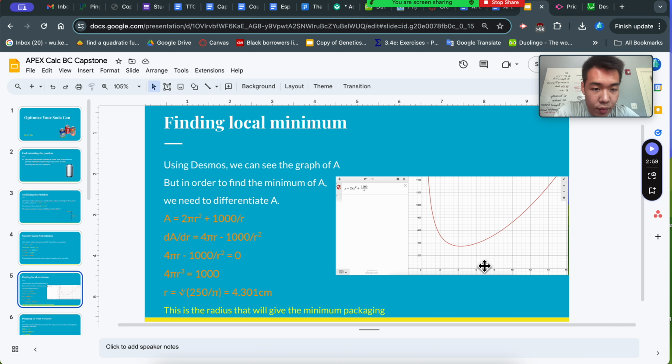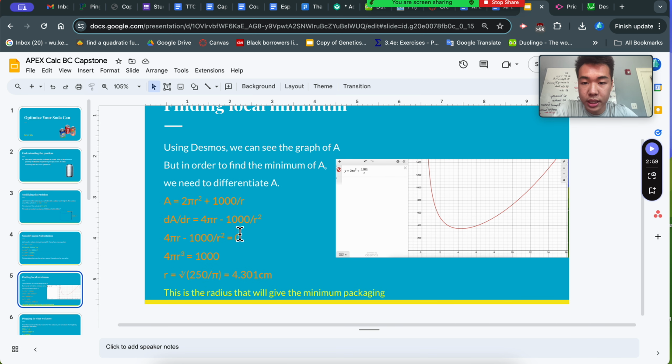So you see this graph, we want to find the local min here. So in order to do that, we got to differentiate A. Differentiating that gives us 4 pi r minus 1,000 over r squared. Those are just basic power rules. Then we solve this in terms of r. We first set it equal to 0, because when you find your critical points, you're going to set it equal to 0. Then solve for r.